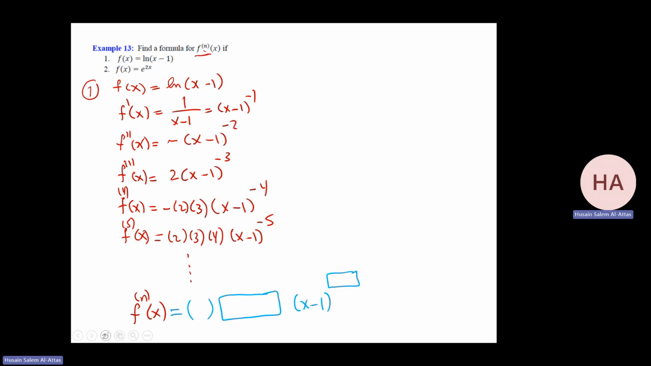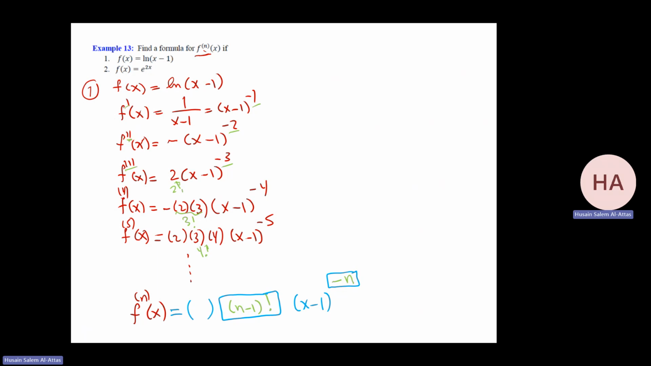Let us try to find these ones. Okay. The power, first, minus 1, second, minus 2, third, minus 3, fourth, minus 4, fifth, minus 5. So it will be minus n. Easy to see. Now, the numbers, I have here 2 factorial for the third, 3 factorial for the fourth derivative, and 4 factorial for the fifth derivative. So it means what? (n minus 1) factorial.